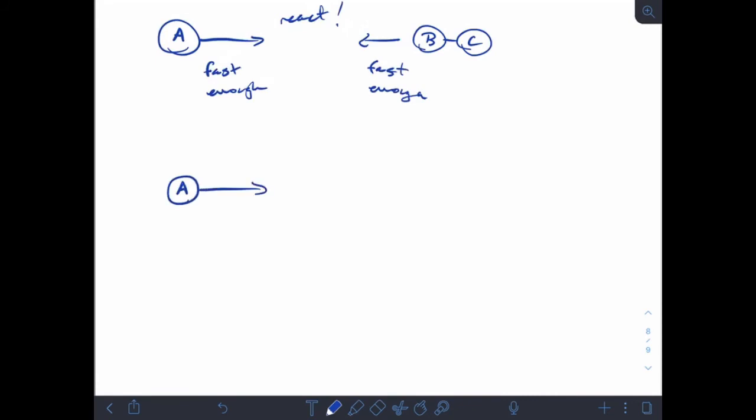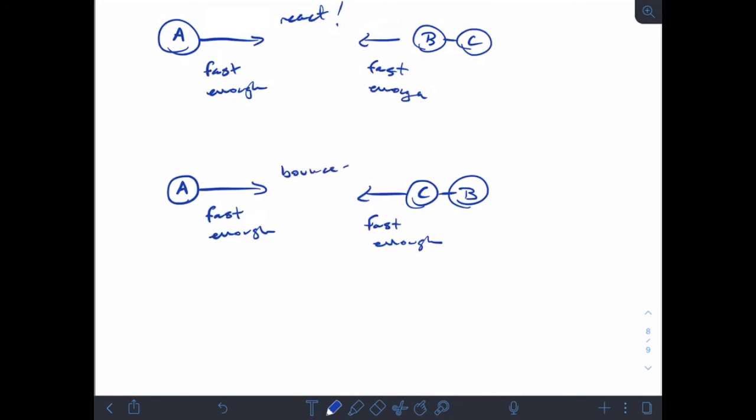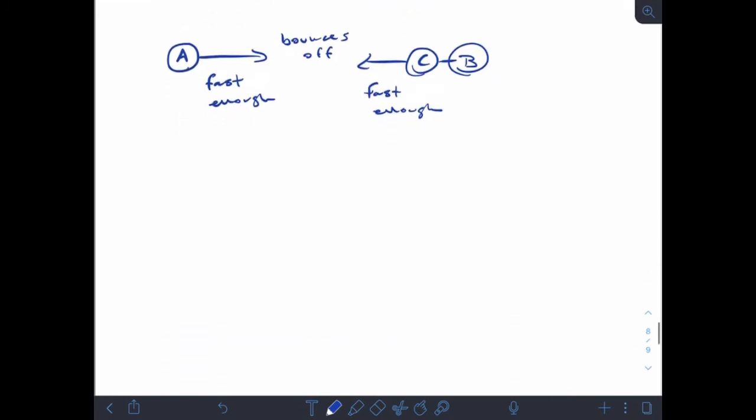Okay, so let's look at a different scenario. If I have gas A traveling in this direction fast enough, and in this next scenario, I've got gas BC traveling fast enough, it just bounces off, because I don't have the correct orientation of my molecules. In order for a reaction to happen, I need A to hit B, not A to hit C.